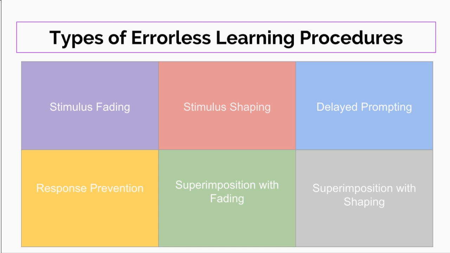Stimulus shaping involves making physical changes to the correct response and the incorrect response over trials. Delayed prompting involves gradually delaying the onset of prompts that identify the correct answer. Response prevention involves physically preventing the learner from responding to the incorrect answer. Superimposition with fading involves superimposing physical prompts and using stimulus fading to fade it out. And superimposition with shaping involves superimposing physical prompts and using stimulus shaping to shape that target stimuli while fading out physical prompts.